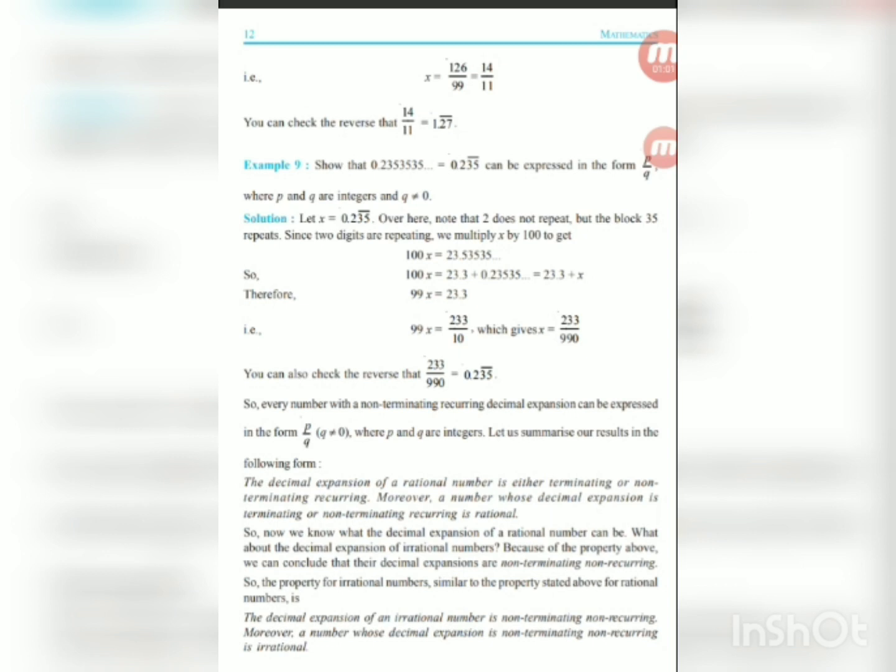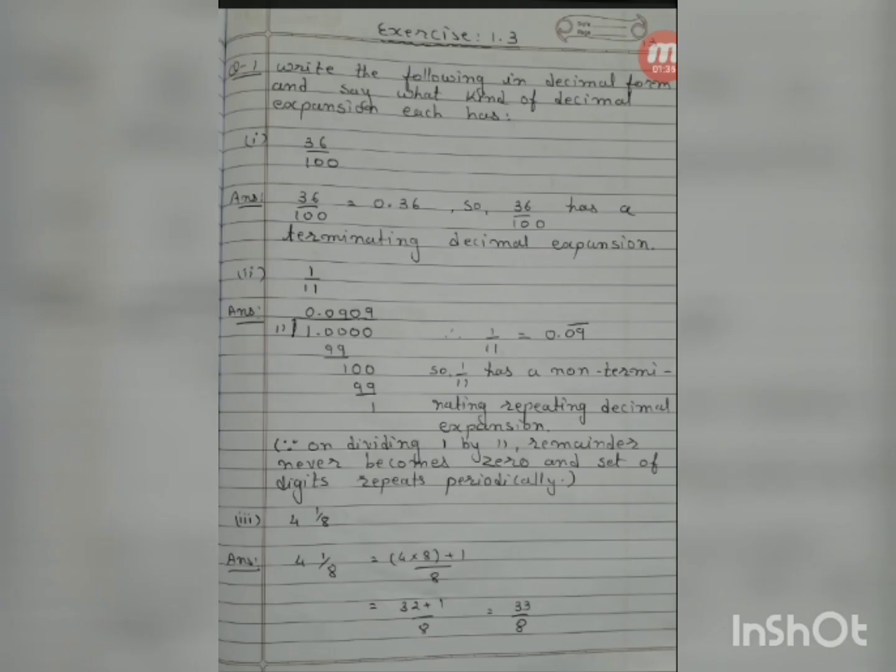Now example number 9. You can see, show that 0.2353535 can be expressed in P upon Q form, where P and Q are integers and Q is not equal to 0. Here 2 is not repeated, but 35 is the repeated number. So here same thing, because here we have to do according to example number 8, and we get 233 upon 990 is equal to 0.235 bar. Thus we discussed the P upon Q form.